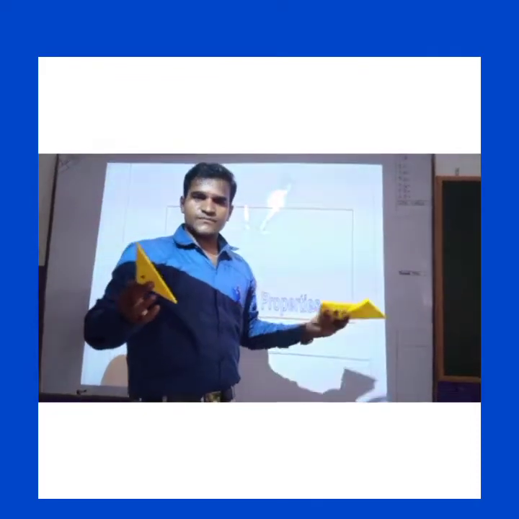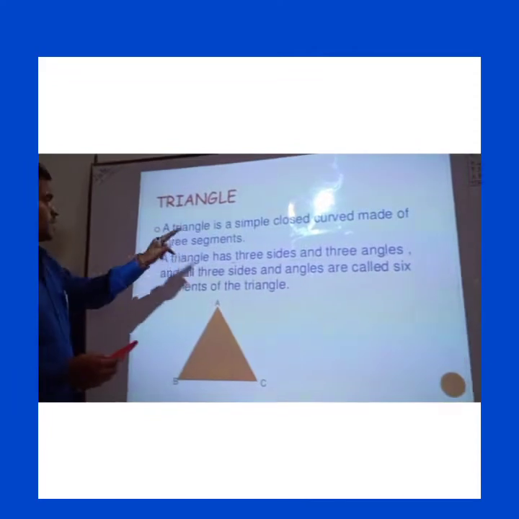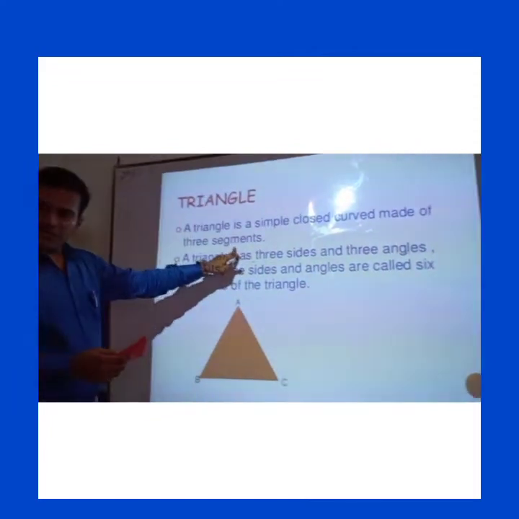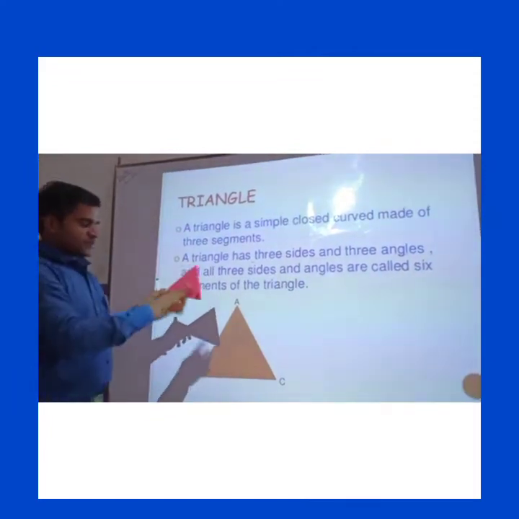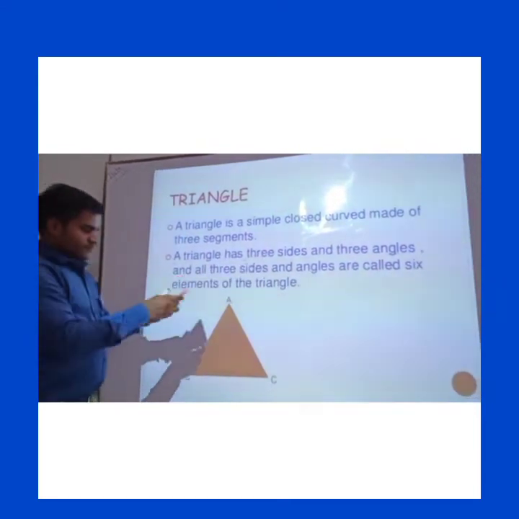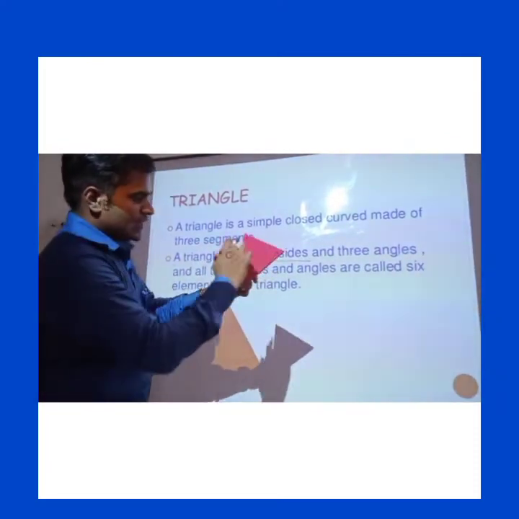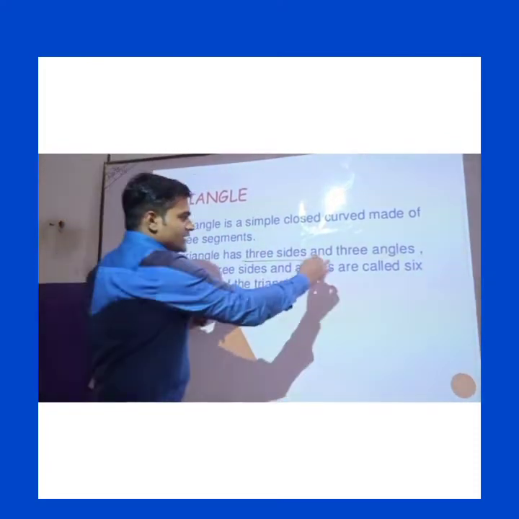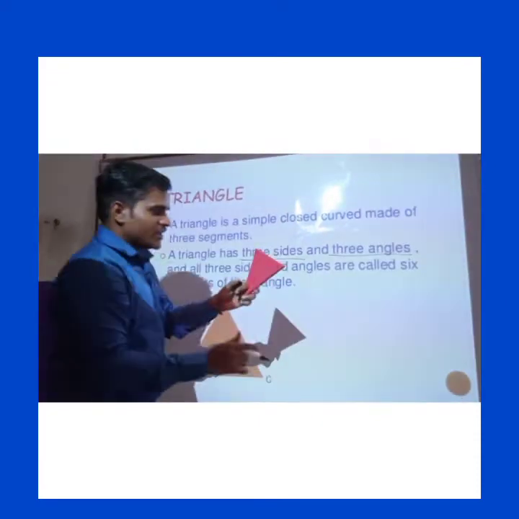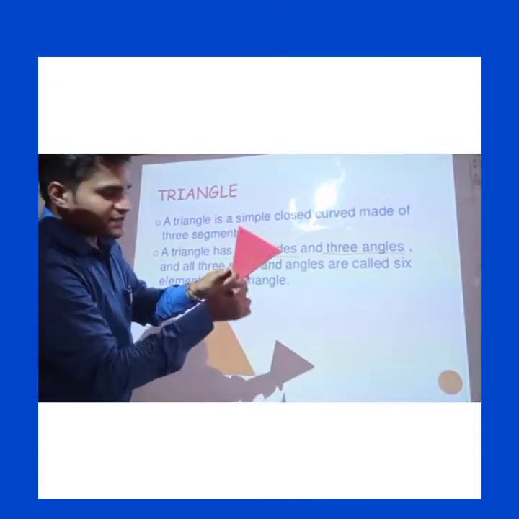Yes children, a triangle is a simple closed curve which is made up of 3 lines. Okay, and there are 3 lines, 1, 2, 3. A triangle has 3 sides, 1, 2 and 3, and 3 angles. So there are also 3 angles, P, Q and R. 1 angle, 2 angle and this is the 3 angle.